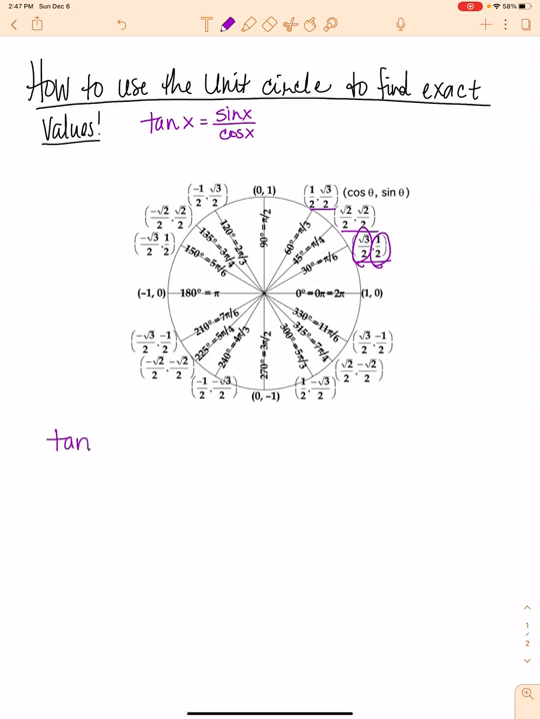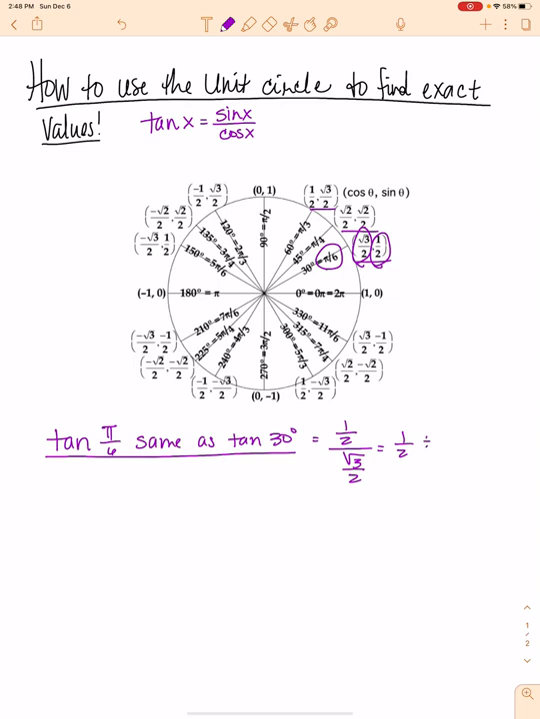So let's talk about tangent at pi over 6. And this is the same as tangent of 30 degrees, okay? Same exact thing. Well, this is going to equal 1/2, the sine, divided by radical 3 over 2, which means 1/2 divided by radical 3 over 2, which means 1/2 times the reciprocal. So that gives me 1 over radical 3.